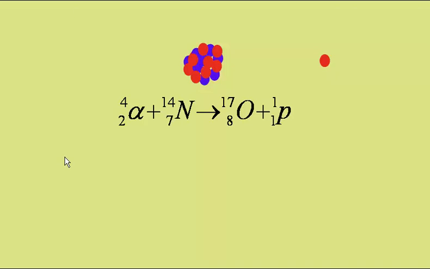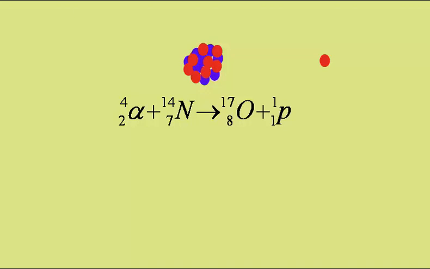In writing, we have the alpha of atomic number 2, atomic mass 4, plus the nitrogen, atomic number 7, atomic mass 14, becomes an oxygen, atomic number 8, mass 17, and a proton, atomic number 1, atomic mass 1.